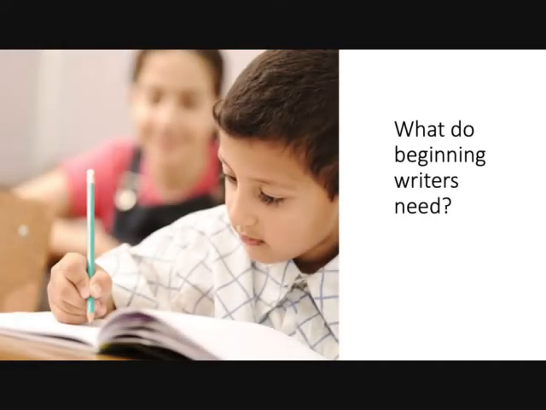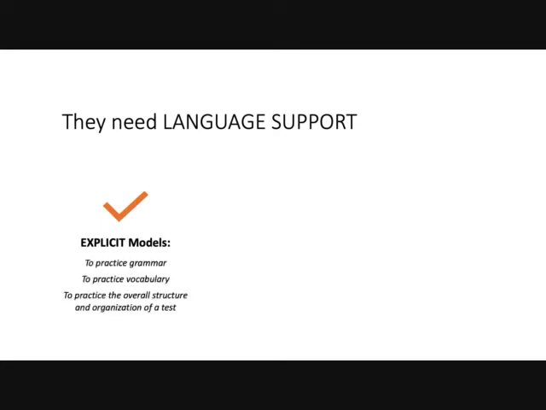When writers are learning to write in a second or third or fourth or essentially an additional language, what is it that they need most? If you said language support, you're absolutely right. Students that are learning to write in another language need to start with explicit models. They need the teacher to show them exactly what the writing outcome should look like.